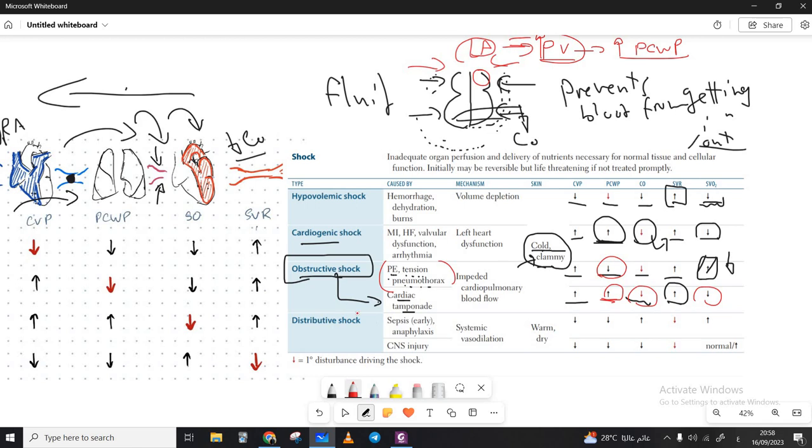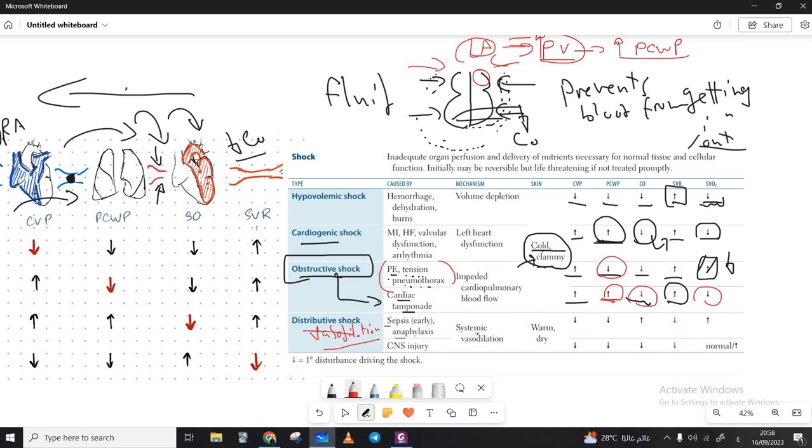Last thing is distributive shock. Distributive shock, from the name, you are injuring the vessels by sepsis, by anaphylaxis. All of them cause a severe sort of vasodilation, and also it damages the mitochondria and prevents it from extracting oxygen from the tissues.